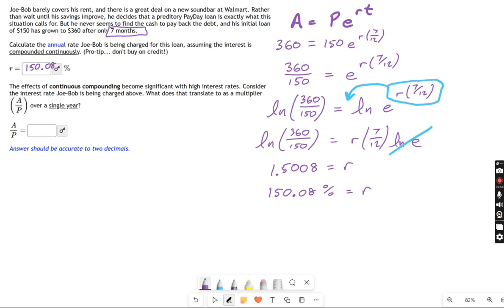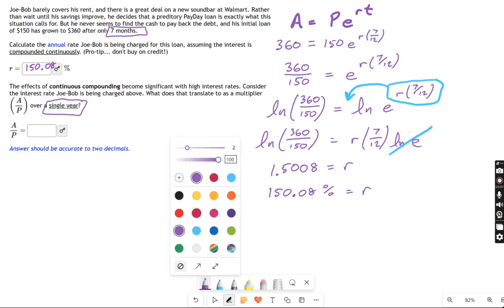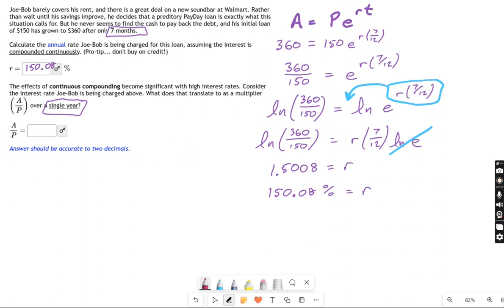But that's only over 7 months. That's not even annualized. When I say annualized, I mean, what's this going to actually turn into over a single year? Well, we've got an equation for this. So let's just plug in. I'm going to switch my ink just so we can keep track of things. I'm going to plug it into my equation for PERT. Except we're asked for A over P. So just divide both sides by P. And you get A over P equals e to the RT.